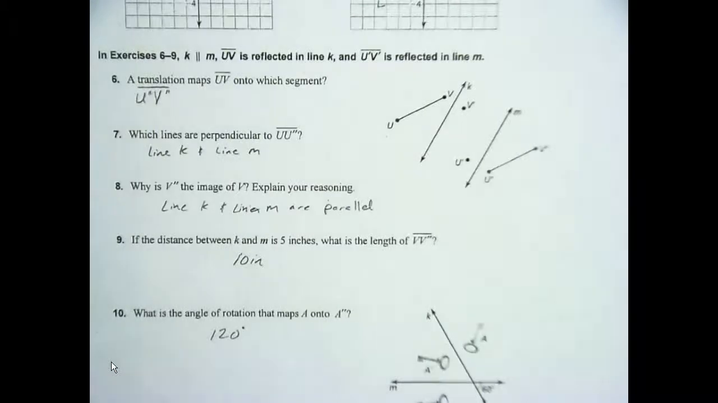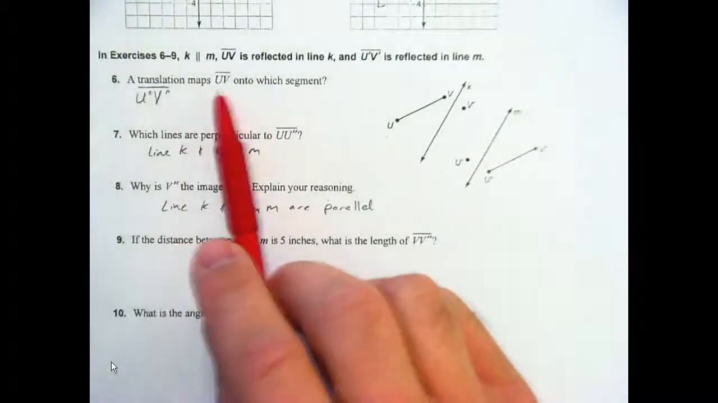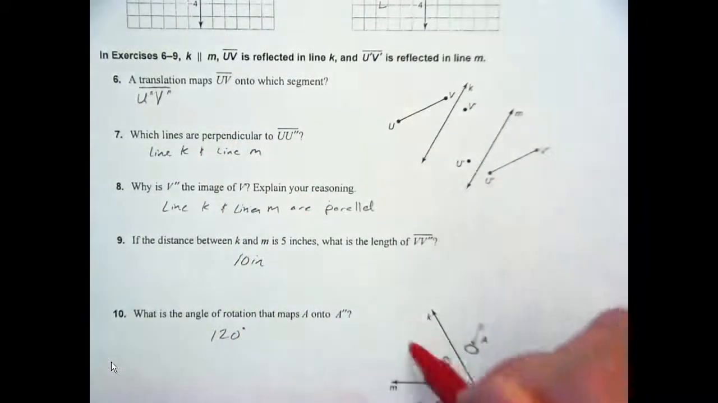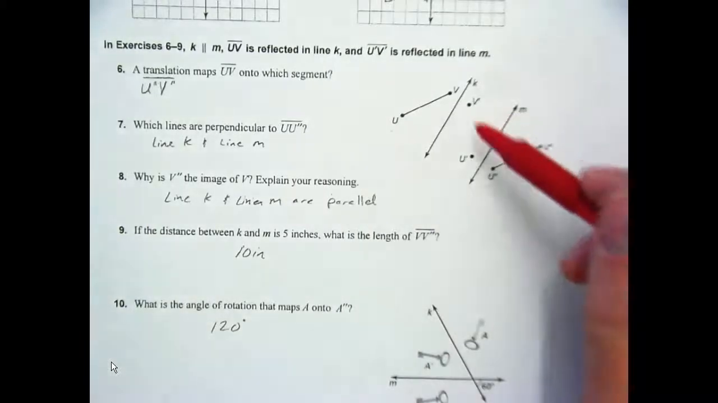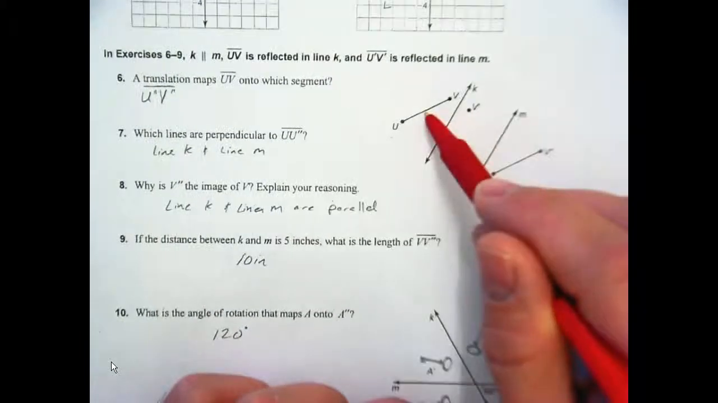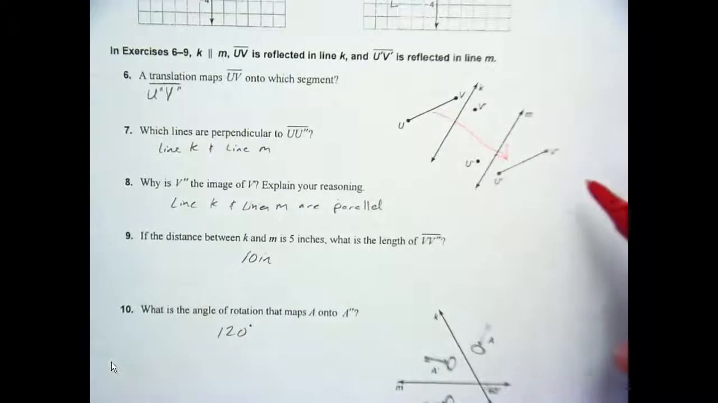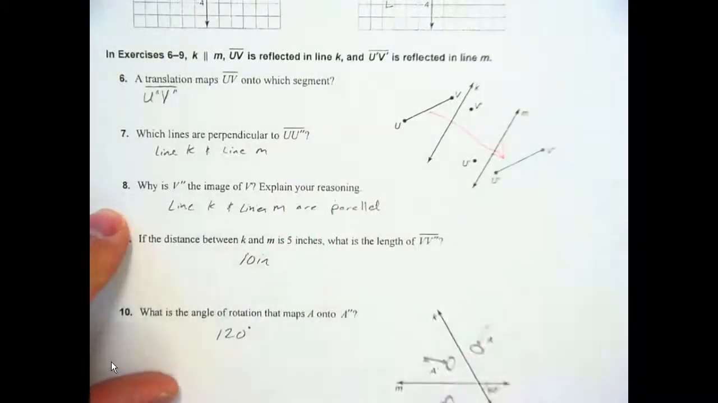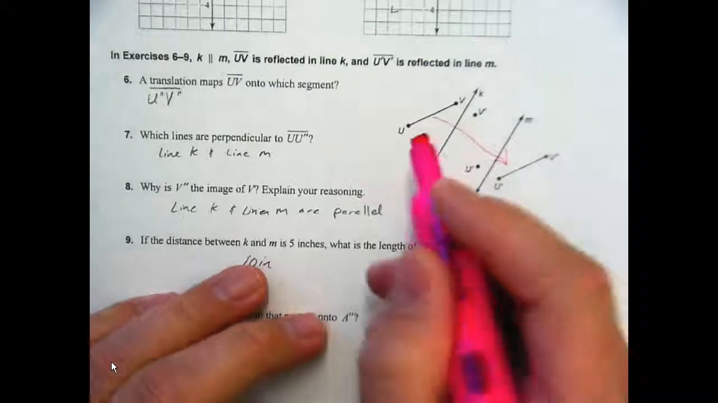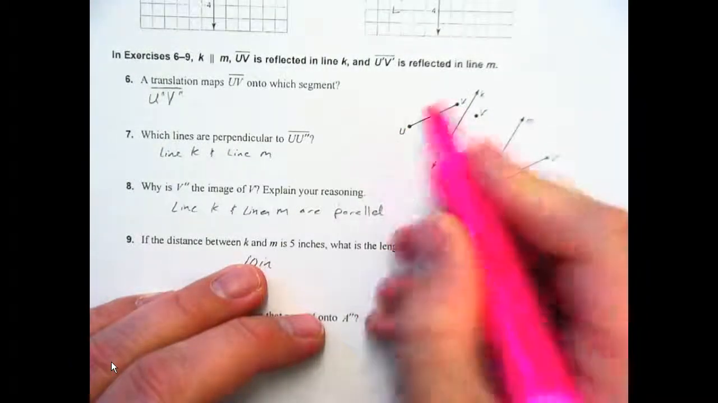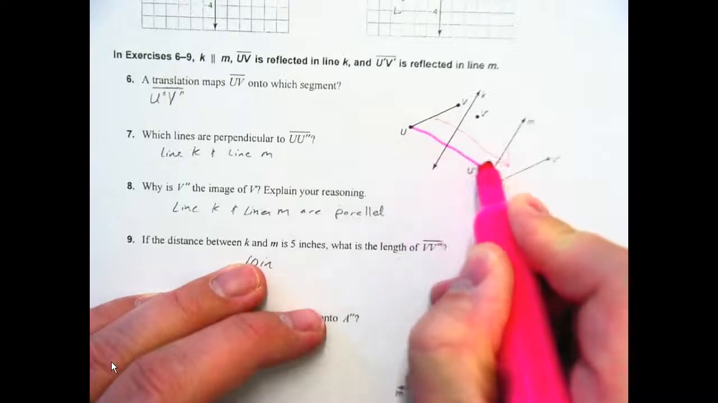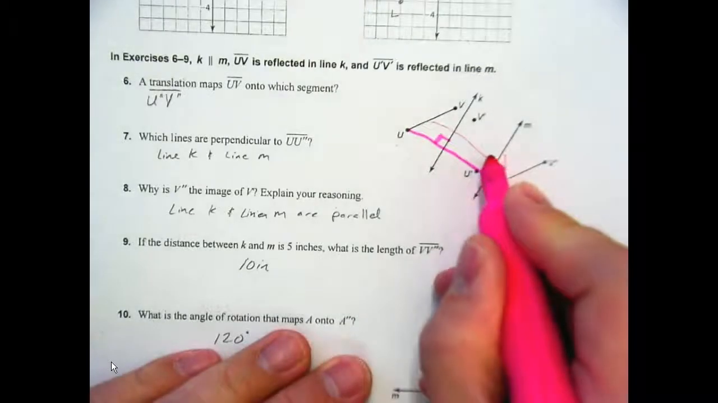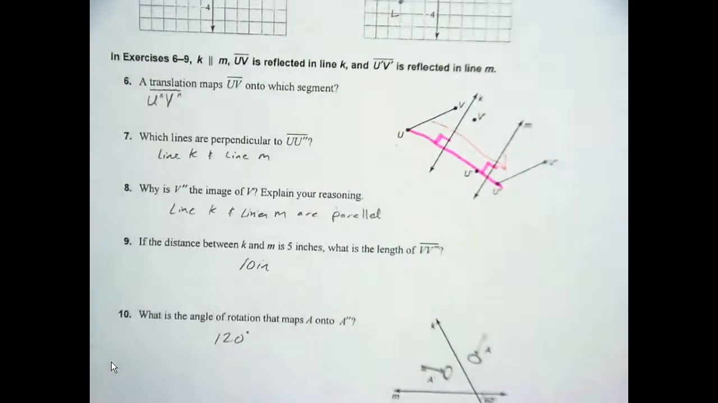Yes. Number 6, UV. A translation maps UV to U prime V prime. A reflection goes to U double prime V double prime. So it's a slide there. Which line is perpendicular to U prime? Remember, when you reflect, those points cross your lines of reflection at right angles. Therefore, line K and line M have to be perpendicular to the segment drawn between U and U double prime.